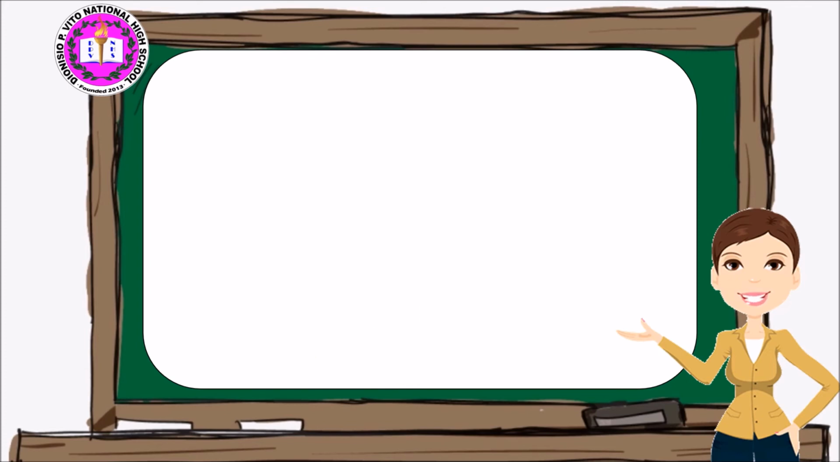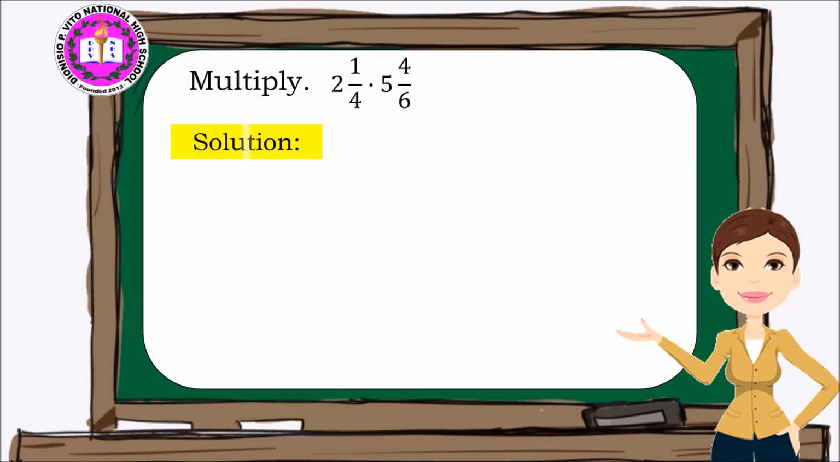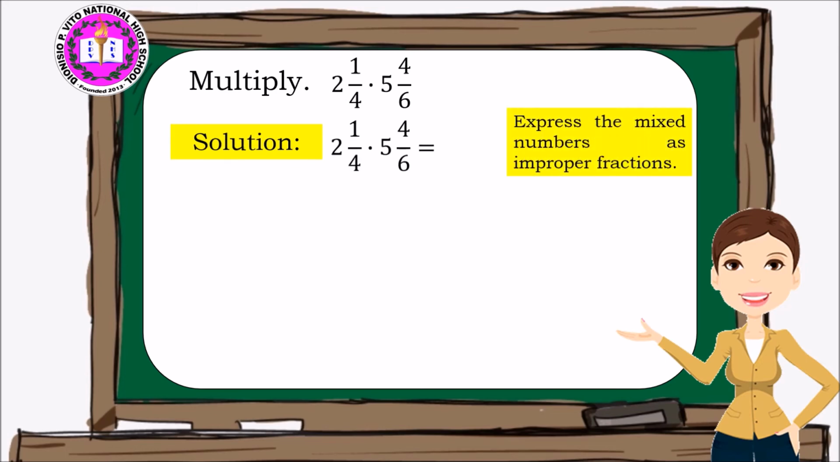Let's have another example. Multiply 2 and 1/4 times 5 and 4 over 6. So our solution, express the mixed numbers as improper fractions. So we have 2 and 1/4. So we have 4 times 2 is equal to 8 plus 1 is equal to 9. Then we're going to copy the denominator 4, which gives us 9 over 4. Times 6 times 5 is equal to 30 plus 4 is equal to 34. Then copy the denominator 6. Therefore, we have 9 over 4 times 34 over 6.